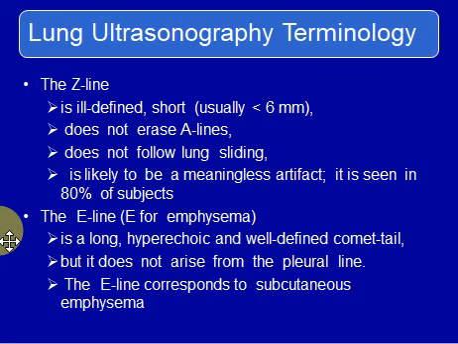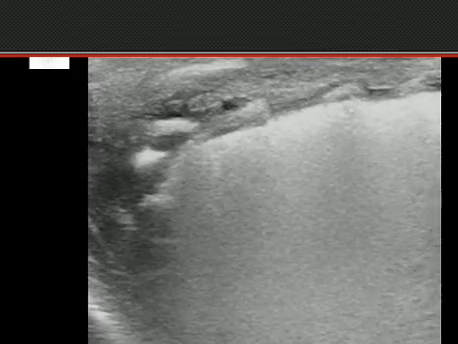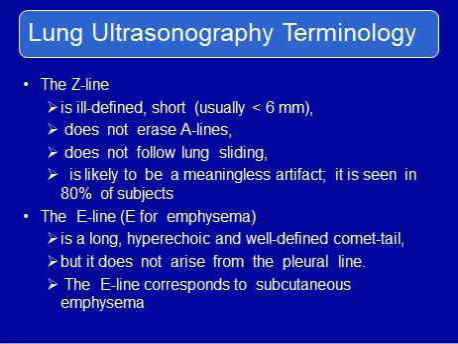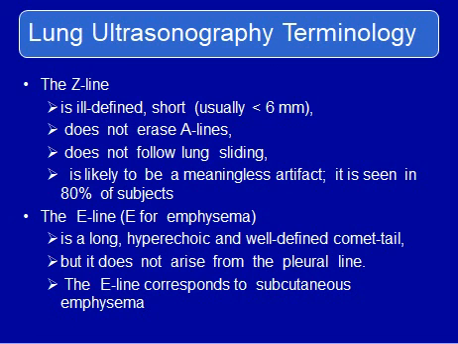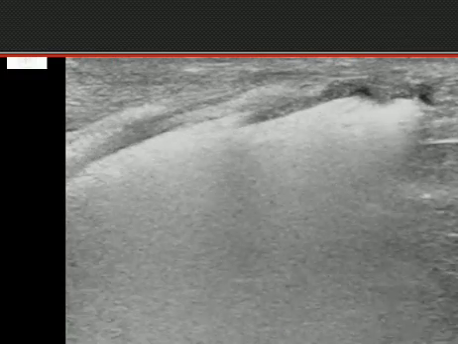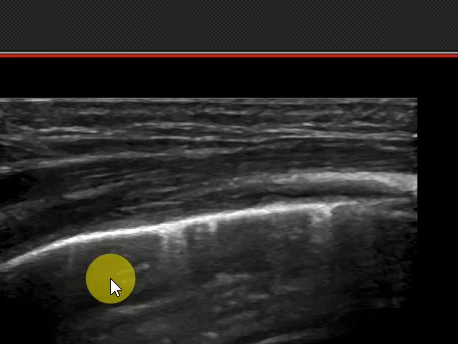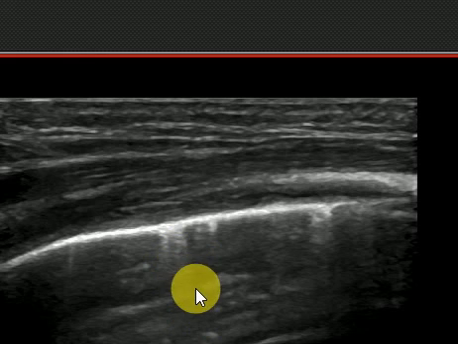Lastly, some terminology: Z line. Z line is ill defined, short, usually below, less than 60 millimeters, does not erase A lines, does not follow lung sliding, it is likely meaningless, it is normal, or A line sometimes in emphysema, it will be a bit of comet tail, not arising from the pleural line. Here, see, this is the Z line.